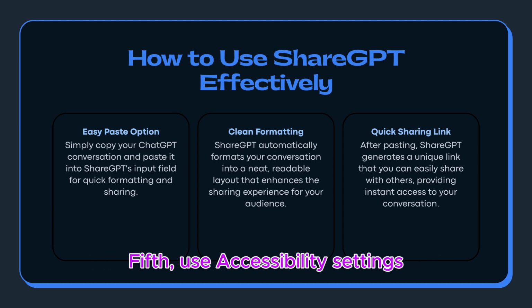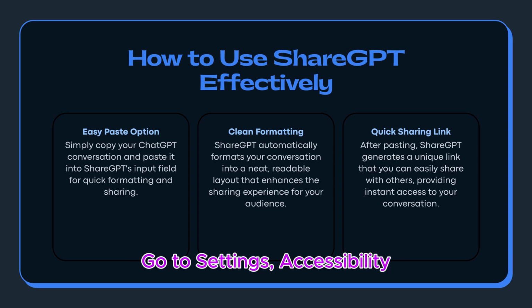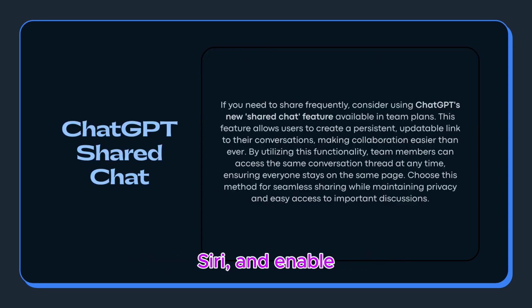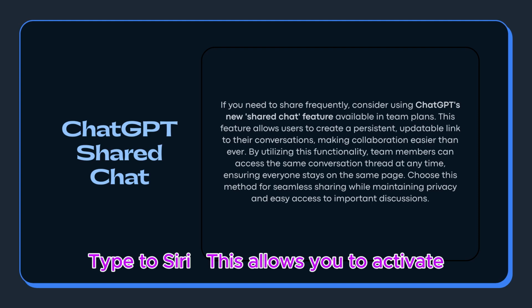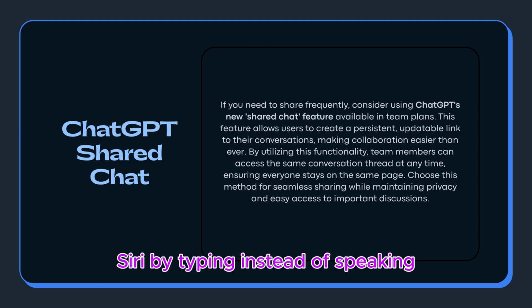Fifth, use accessibility settings. Go to Settings, Accessibility, Siri, and enable Type to Siri. This allows you to activate Siri by typing instead of speaking.